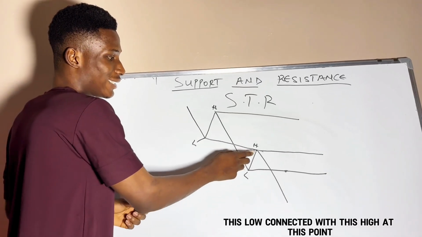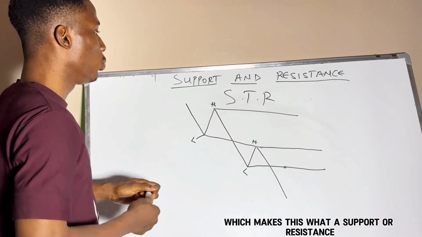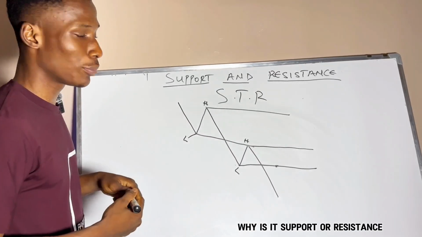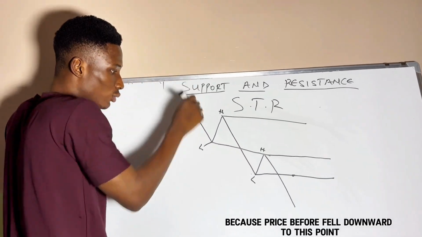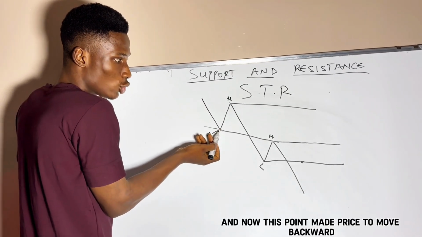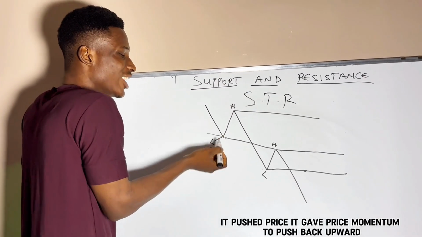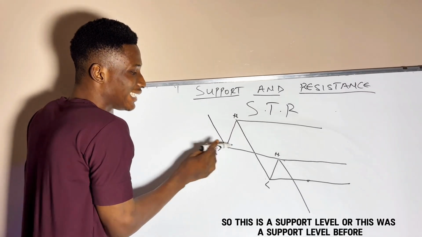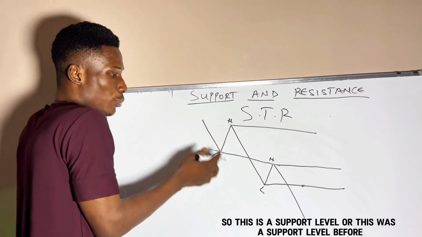This low connected with this high at this point, which makes this what? A support turn resistance. Why is it support turn resistance? Because price before fell downward to this point, and now this point made price move backward. It gave price momentum to push back upward. So this is a support, right? This was a support level before.